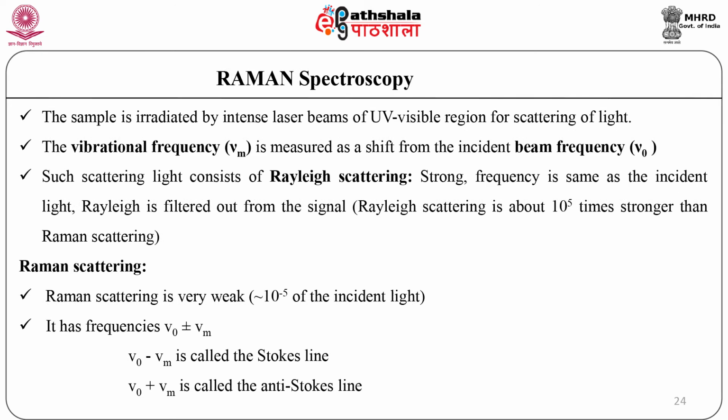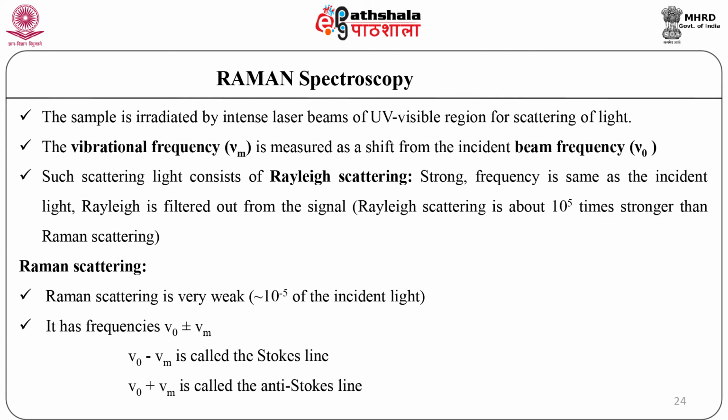Raman spectroscopy. In Raman spectroscopy, the sample is irradiated by an intense laser beam of the UV visible region, which results in scattering of light. In Raman spectroscopy, the vibrational frequency, that is Vm, is measured as a shift from the incident beam frequency. Such scattering of light consists of Rayleigh scattering. This Rayleigh scattering is strong, its frequency is the same as the incident light, and it is filtered out from the signal.